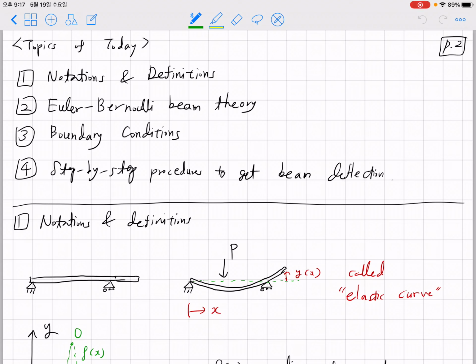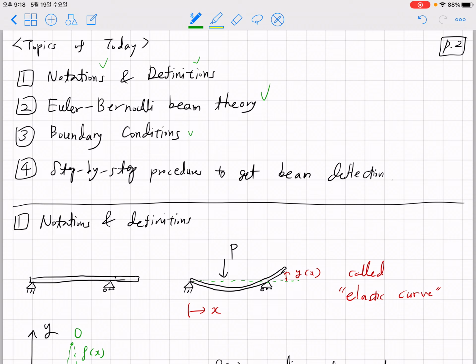Here are the topics of today's lecture, which is the first lecture on deflection of a beam. Because this is the first lecture, I'm going to give you some definitions and notations that we're going to use in this chapter on deflection of the beam. After we discuss notations and definitions, we'll learn about the so-called Euler-Bernoulli beam theory. And then we'll discuss boundary conditions.